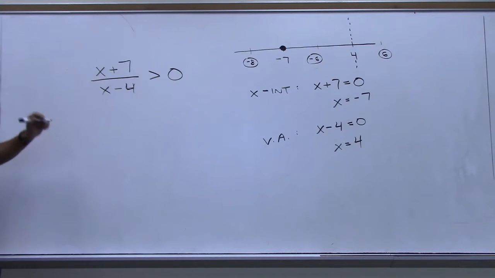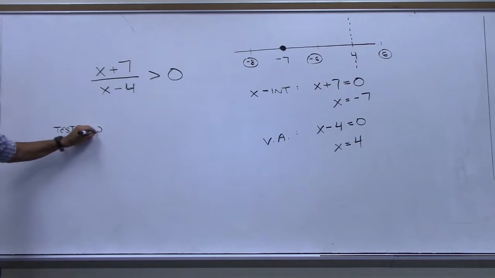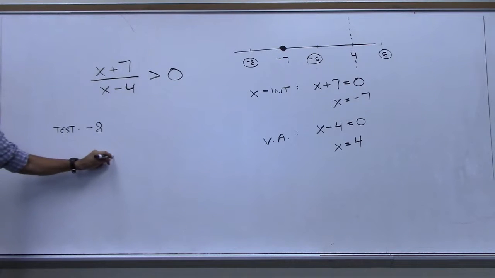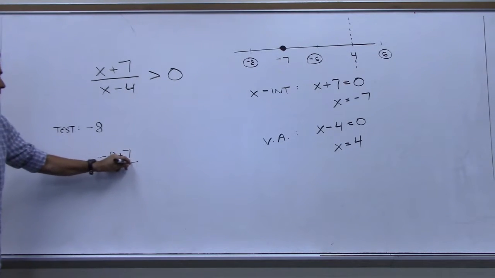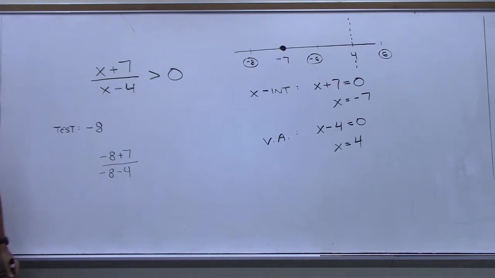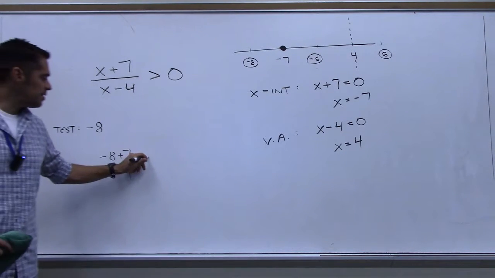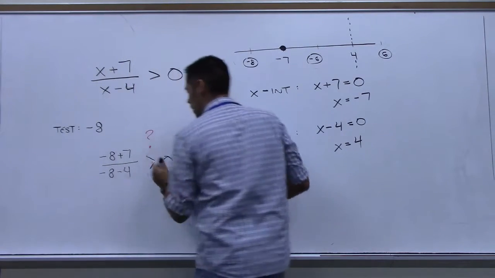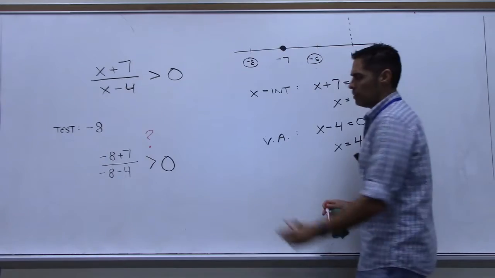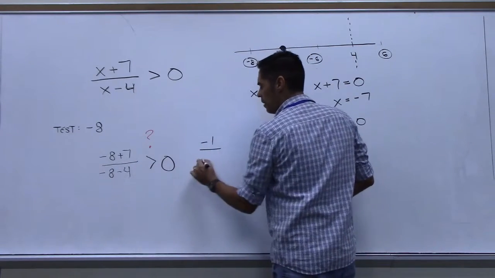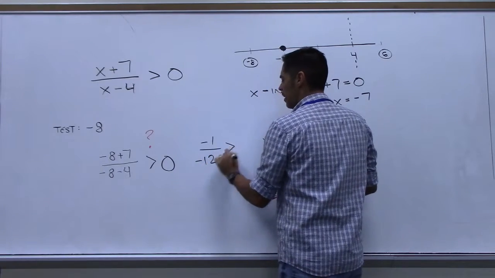Let's test -8 first. Here it goes. -8 plus 7 is -1. I'll write it down. -8 plus 7 over -8 minus 4. I'm testing this right now. Is this bigger than 0? Question. Is this true? Yes? Because what do you get on top? -1. What do you get on the bottom? -12. Is that bigger than 0?